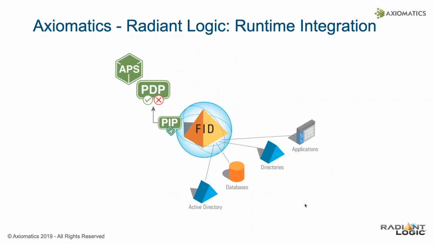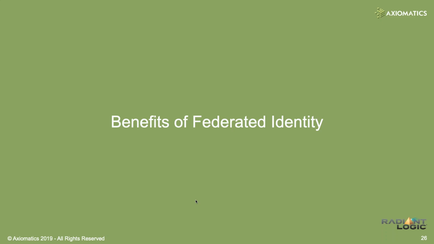we're talking about the runtime integration for Axiomatics is to have a single source for what is called the policy information point. And I think at this point, Wade, I'm going to turn it over to you to talk more about federated identity, and then we'll come back and talk about how that complements each other.